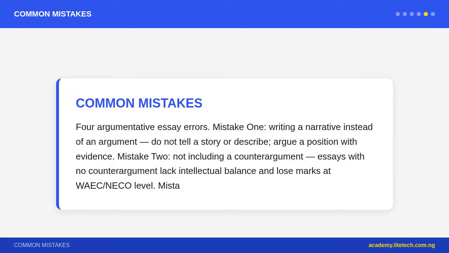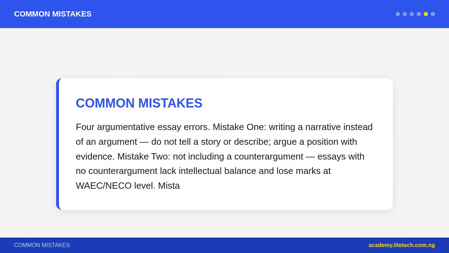Topic: Girls should be encouraged to study science subjects. Weak thesis: In this essay, I will discuss whether girls should study science. This is not a thesis, it is a statement of intent with no position. Strong thesis: Girls must be actively encouraged to study science subjects because gender diversity in STEM drives national innovation, economic empowerment benefits the whole society, and scientific thinking develops critical reasoning skills essential for civic life.